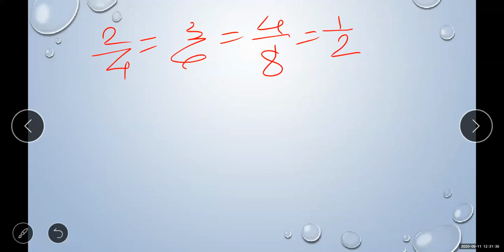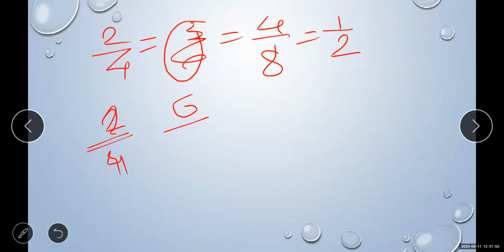Now just look here. 2 upon 4 is given. And if I want to multiply this term by 2, what will I get? 2 into 3 is 6, and 6 into 2 is 12.